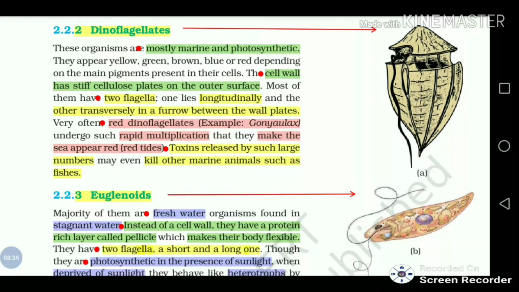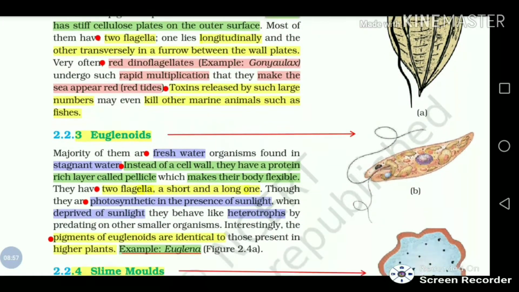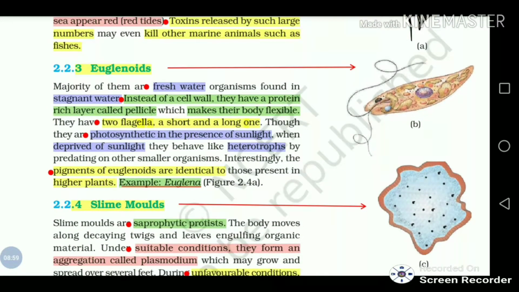And red dinoflagellates, an example is Gonyaulax, undergo rapid multiplication and make the sea appear red. That is, it forms red tides in the sea. This is due to the toxin released by such a large number, and it can kill marine animals such as fishes. The next is the euglenoids.